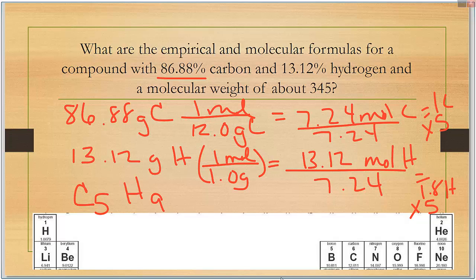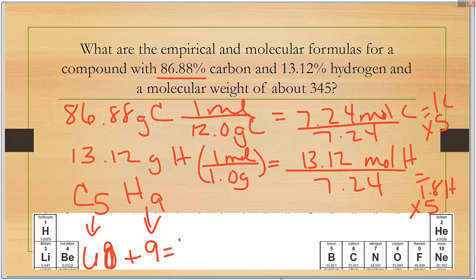Alright, so now we need to figure out the empirical mass, the mass of the empirical formula here. So 5 times 12 and then 1 times 9. So 5 times 12 is 60. 1 times 9 is 9. Add those together for 69.